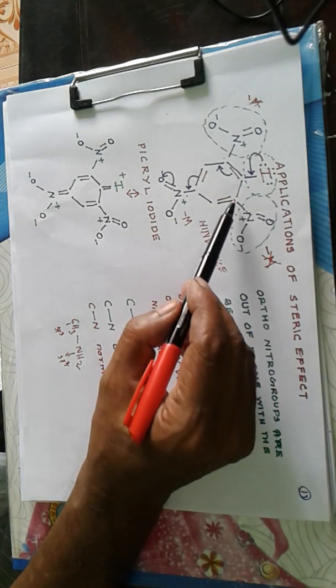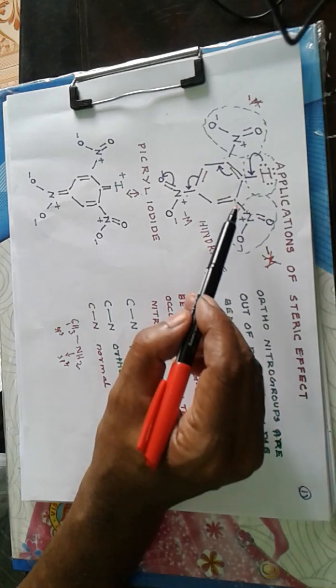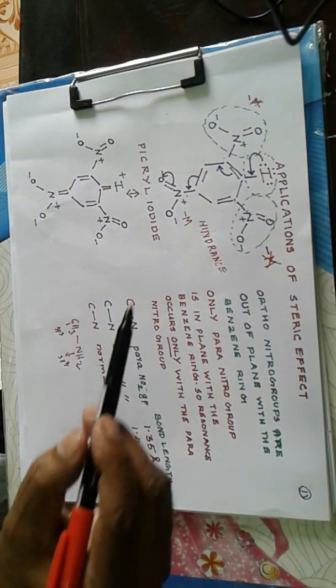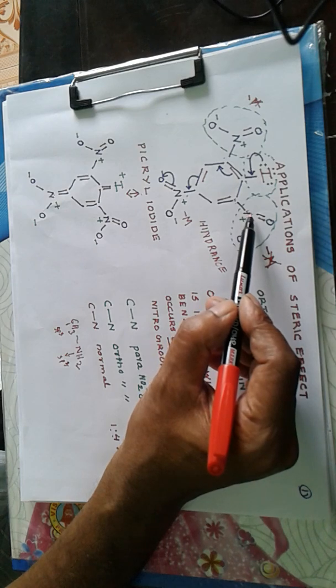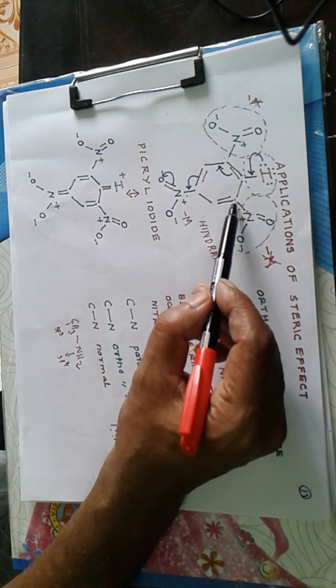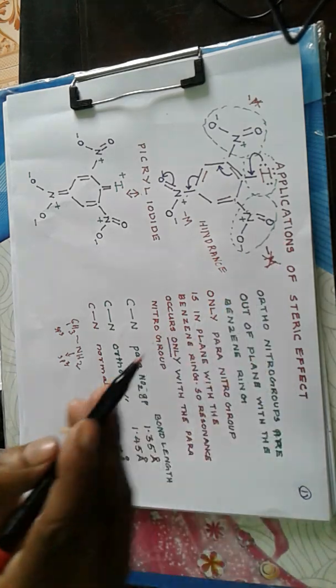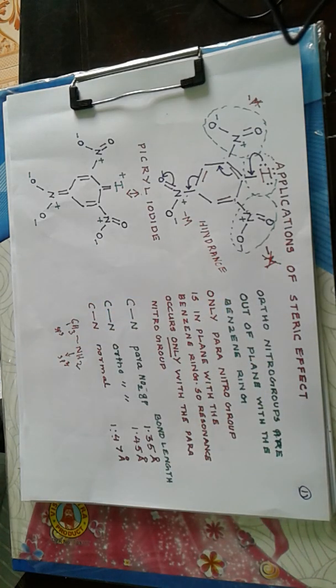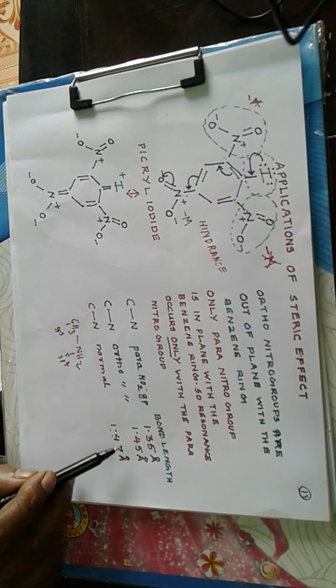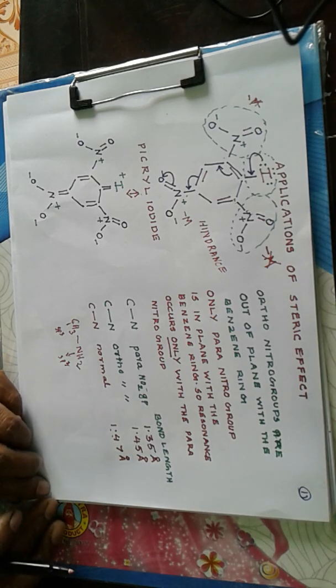Now, here this CN bond length is slightly shorter than the CN bond length because the nitrogen here is sp2 hybridized and the carbon here is sp2 hybridized. So sp2 hybridized carbon will possess more s character and less directional character. So an sp2 hybridized orbital will be shorter than an sp3 hybridized orbital. So the bond length is slightly less than this value. So that is one application of steric effect.